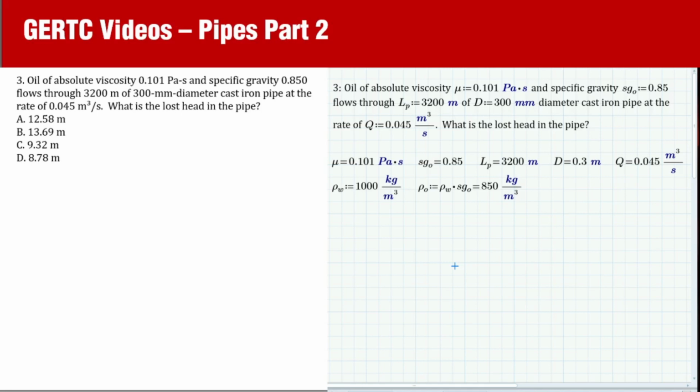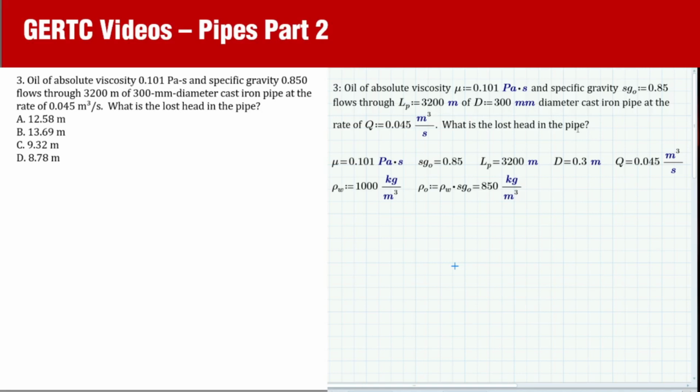Alright, in this video, we will have the second part of our pipes series. So, the first part, I have solved 2 problems. So, let's continue with that. This is about pipes, laminar and turbulent flow. We have here a sample problem. Oil of absolute viscosity mu equals 0.101 Pascal second and specific gravity of 0.85 flows through a 3,200 meter long, 300 mm cast iron pipe at the rate of 0.045 cubic meter per second. What is the head loss in the pipe?